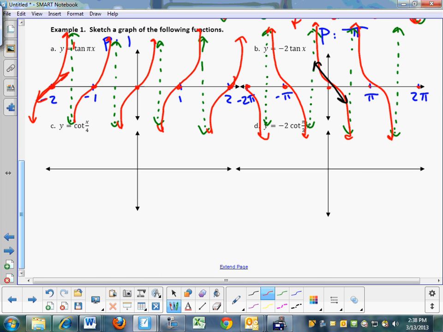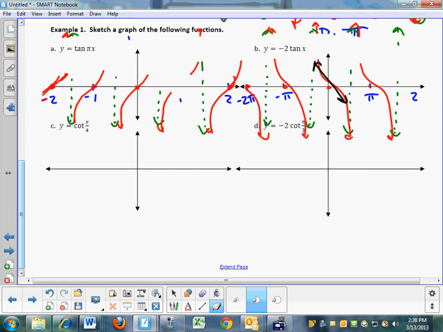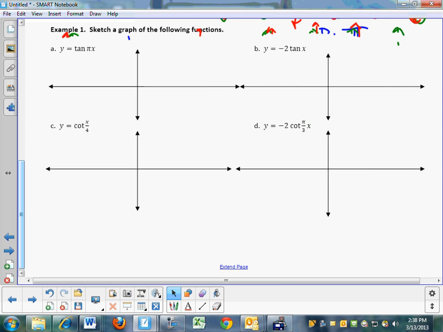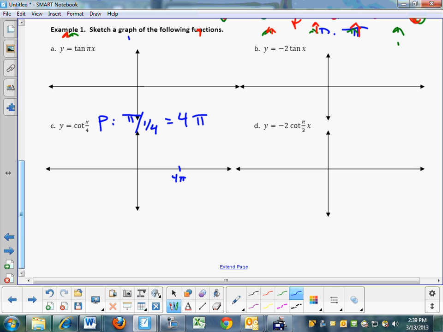All right, let's crank out a couple problems. What is the period for letter C? Period's going to be pi divided by 1/4. What's pi divided by 1/4? 4 pi. That's your period. So I'm going to mark 2 sets of that. 4 pi, 8 pi, -4 pi, -8 pi.